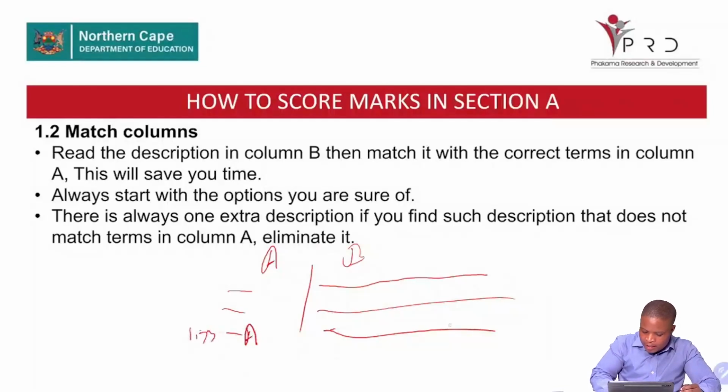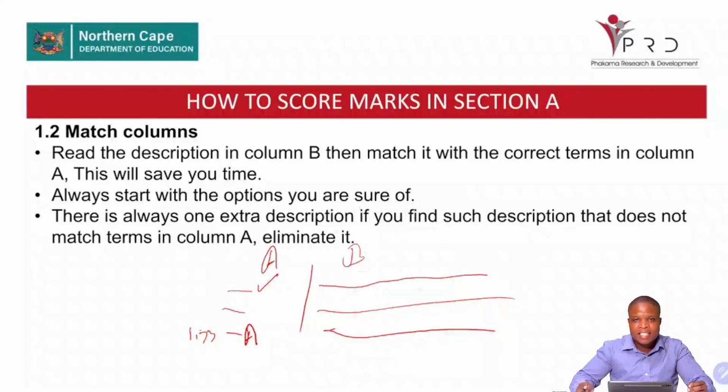Then you read the next sentence, then you can find the answer. Instead of reading a term here, then coming to column B, reading all these sentences, trying to find the answer for the term, to save time, read the description, then find the term. That will save you time in the examination.